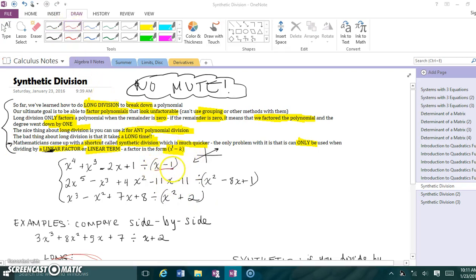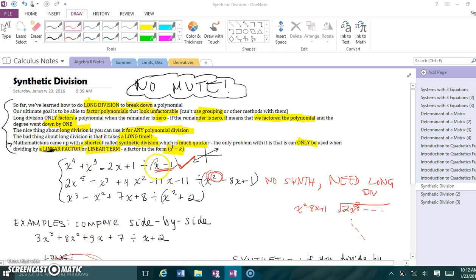Now realize that this is a linear factor. The degree is 1, so we can do synthetic division. We're good to go. This right here definitely could not be used with synthetic division, so no synthetic. The degree is not 1, you would need long division. So in this case, if you really wanted to divide these, you would put the 2x to the 5th down here, and then you would put your x squared minus 8x plus 1, and you would do the whole long division process.